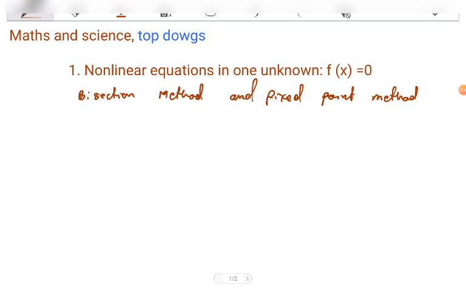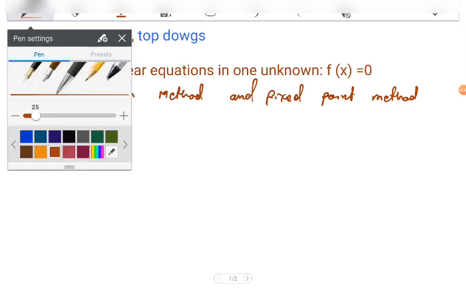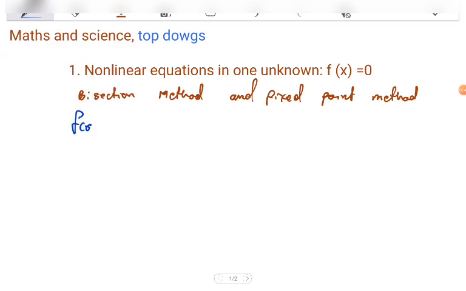Remember that in the lower grades they taught you that if you have a function f of x equal to the polynomial x squared plus 2x plus 1, and you want to find the roots, you just make this 0. That's why here we say one unknown and f of x is 0. We're not going to deal with these, because they are easy: you just factorize and then equate the factors to zero to get the roots.